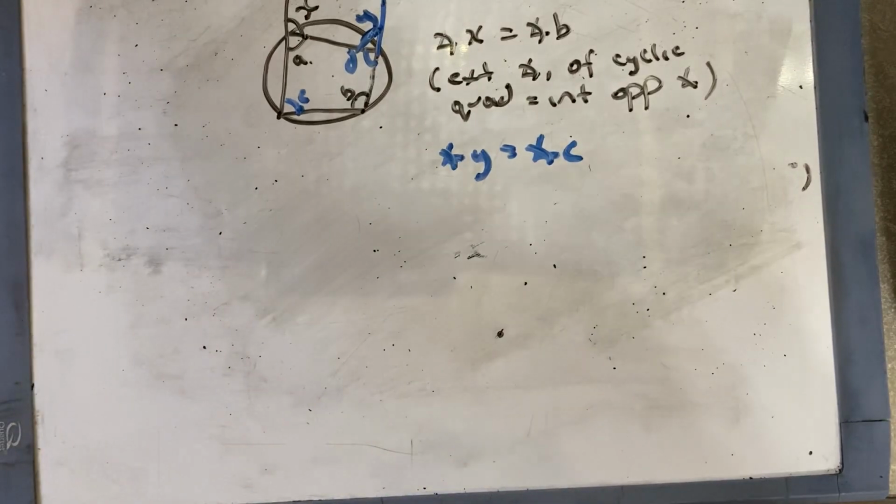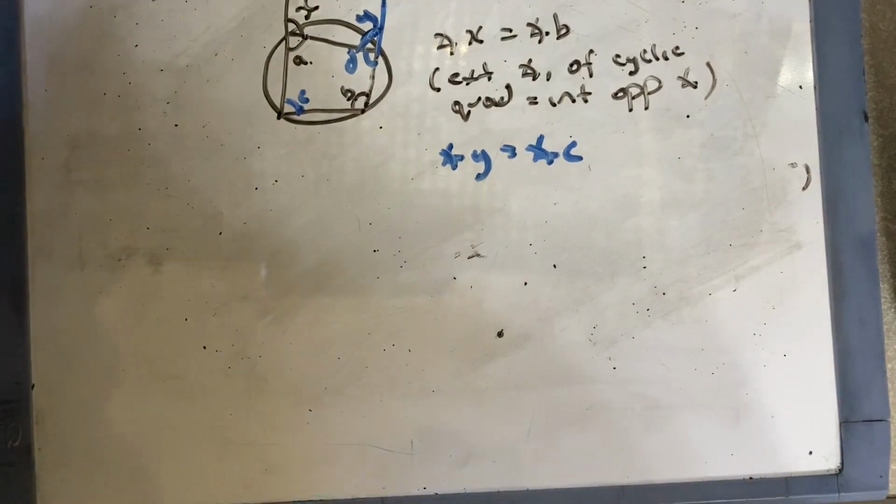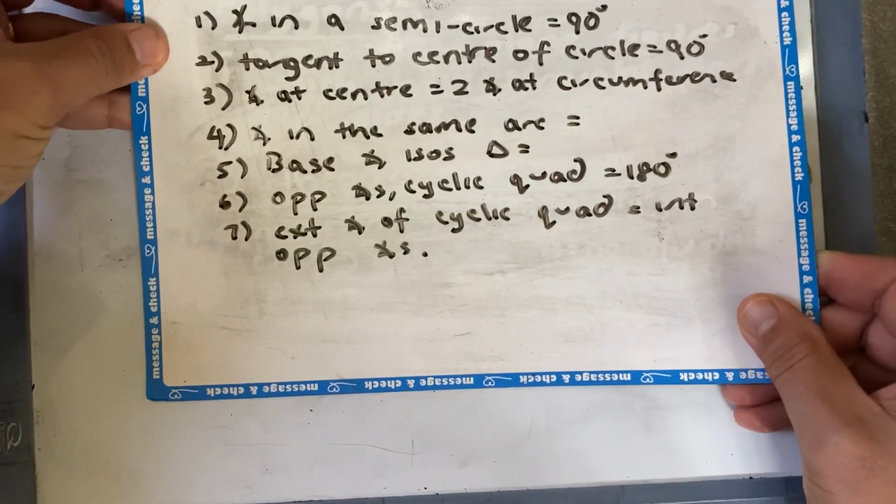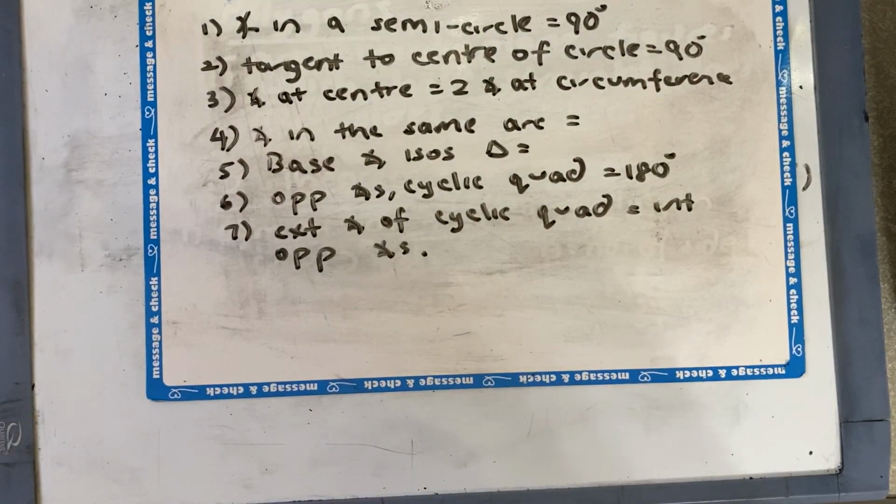Yes, the circle theorem is a bit complex, but if you understand the seven theorems, you should be fine. So I repeat again, the seven theorems you need to go through, based on what I've written below. Angle in a semicircle is 90. Tangent to the center of the circle is 90. Angle at center is twice the angle at circumference. Angles on the same arc are the same. Base angles of an isosceles triangle are equal. Opposite angles of a cyclic quad add up to 180.